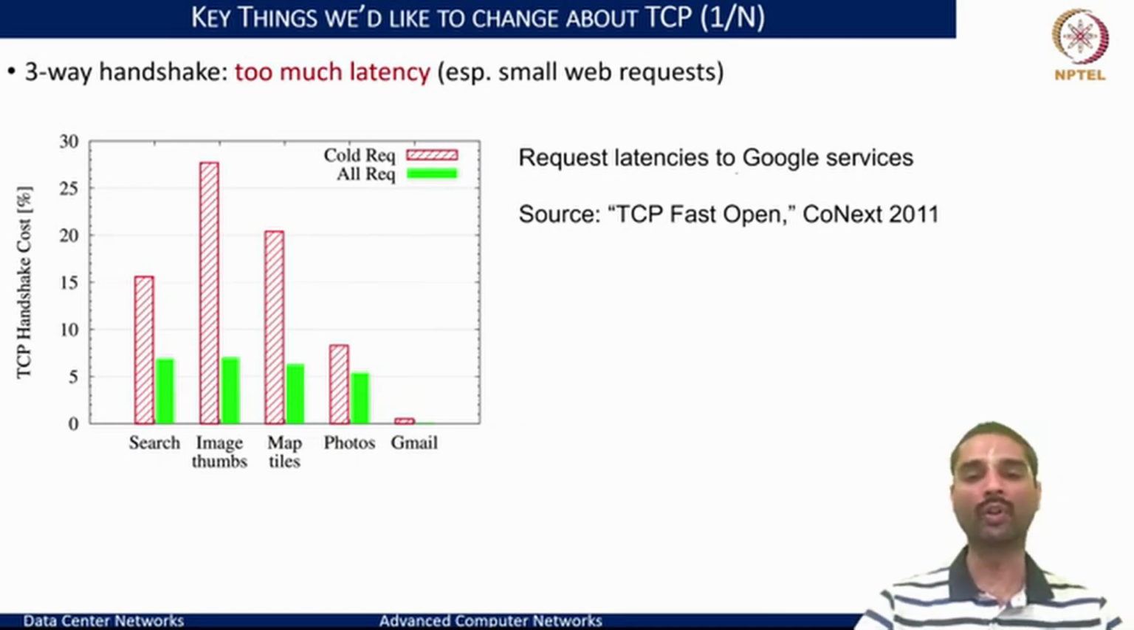The same holds for image thumbnails, map tiles or photos. In most of the requests, the cold request includes the three-way handshake overhead, while in the other requests where you avoid the handshake overhead, you see the overhead reduce by more than 60-70%. And this meant that whenever you are transacting small queries over the internet, you are paying a very high penalty.